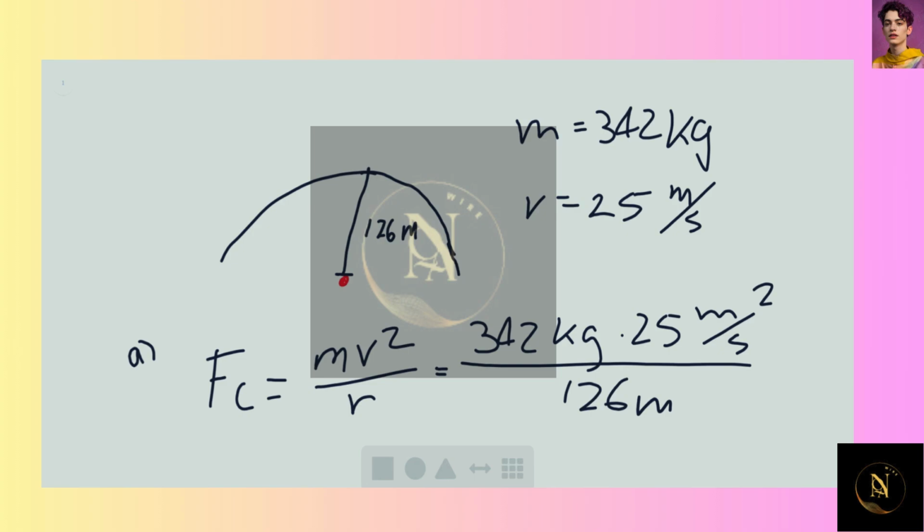Plug that all in, and you're going to get 1696.4, which is approximately 1.70 times 10 cubed, and the units are going to be newtons, the unit of force. All right, that's all that there is to part A. There's your first answer. Now let's move on to part B, and that asks us to find the normal force that acts on the bicycle.